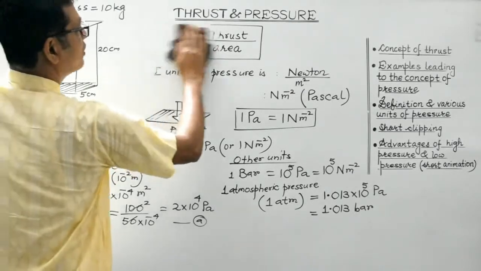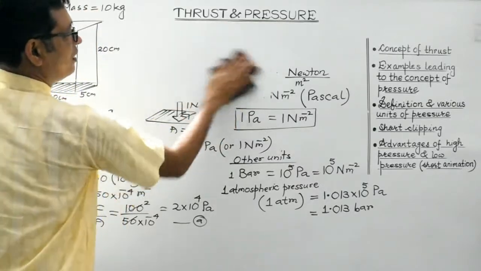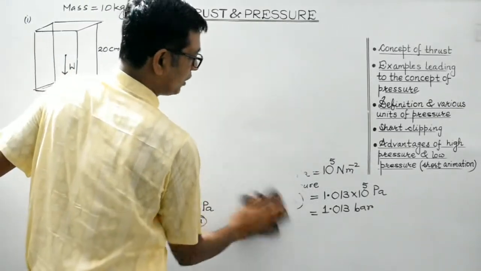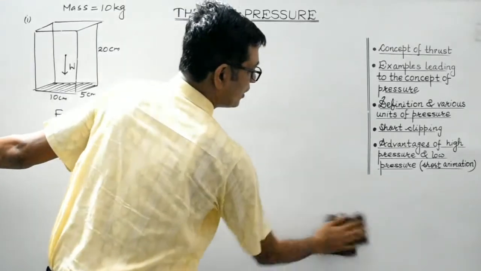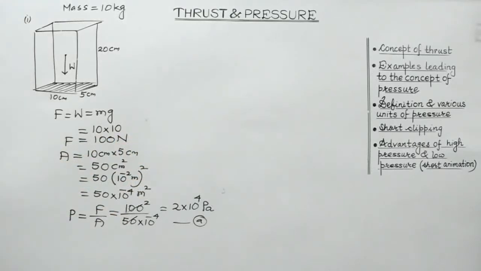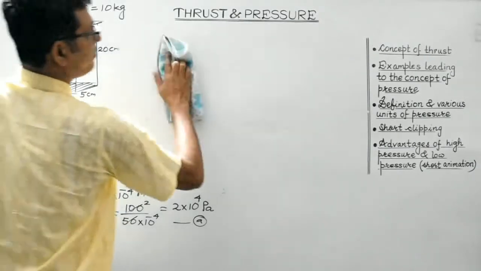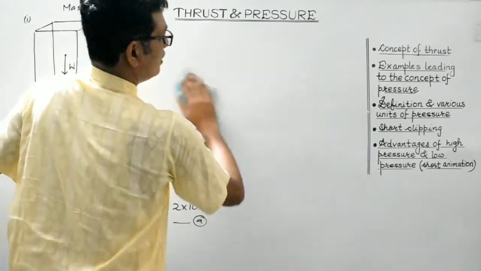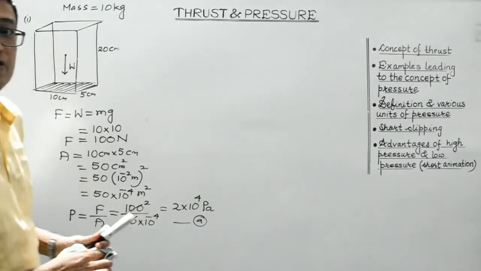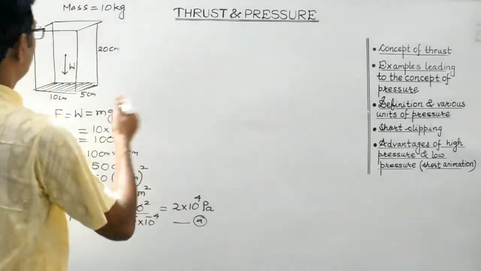Now what we'll do is consider the same body, but now it is placed on the supporting surface in a different manner. Suppose its orientation is changed. Let us consider its orientation to be changed. So now let us calculate the impact of the force, which is the weight in this case as well.